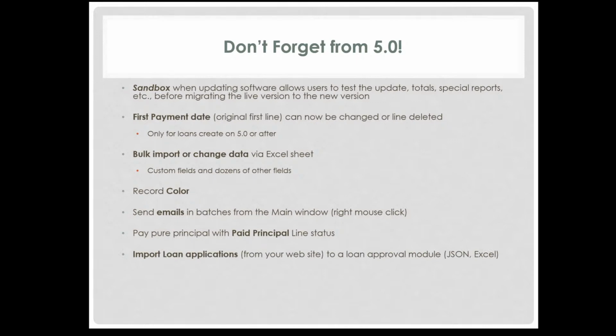You can import loan applications from your website in JSON or Excel format. If you have a high volume of loans, especially if you're doing consumer loans usually, people can apply on your website and you can send everything to Margill on a preliminary database in which you can approve loans. If you approve them, then they go to the main database. If you don't approve them, they stay in the preliminary database.